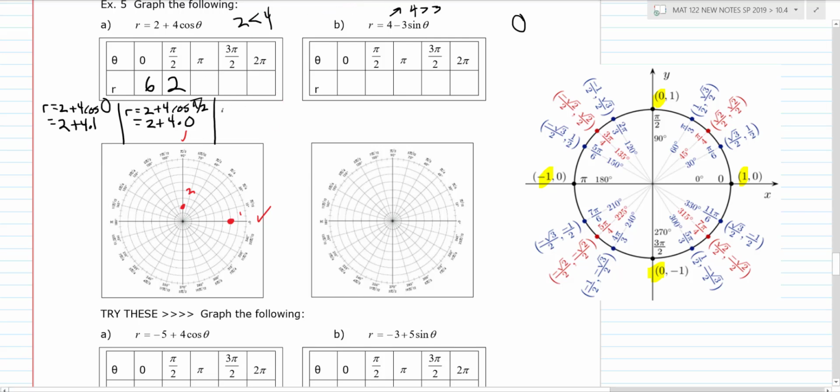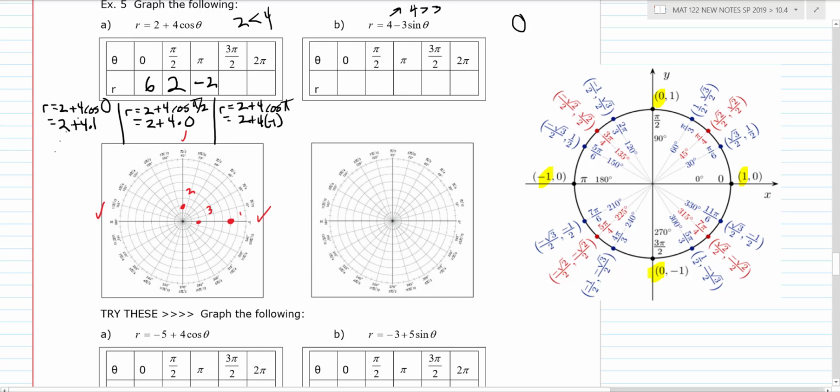Go to pi. So now we have r equals 2 plus 4 cosine of pi. Cosine of pi is -1, so this is 2 plus 4 times -1. 2 minus 4 would be -2. So what happens on this one then, you go to pi, but if you end up having the radius of -2, then you end up over there. That's kind of where that loop is going to go on that one. So that's the third point.